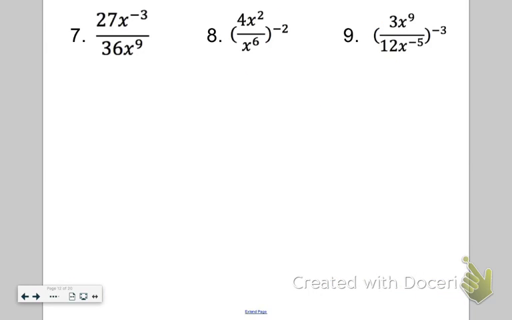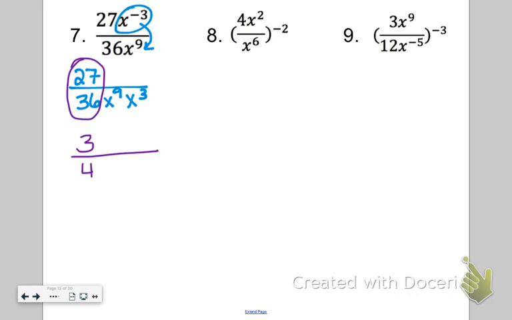All right, we've got an x to the negative third power. We got to move it. So we write it as x to the positive third. We've got 2 things to do. 1, reduce the fraction. 27 over 36, they are both divisible by 9. So 27 divided by 9 is 3. 36 divided by 9 is 4.